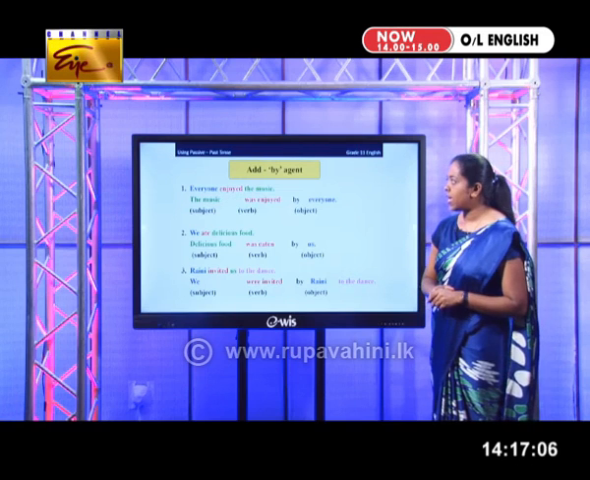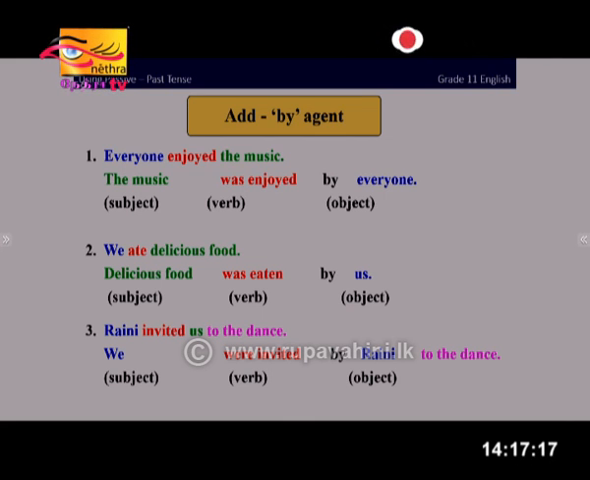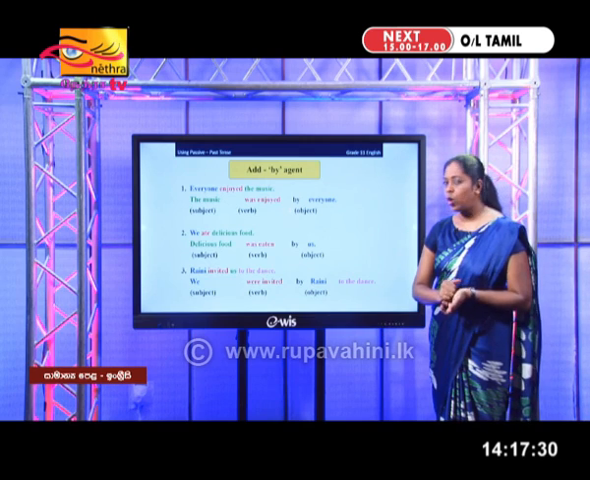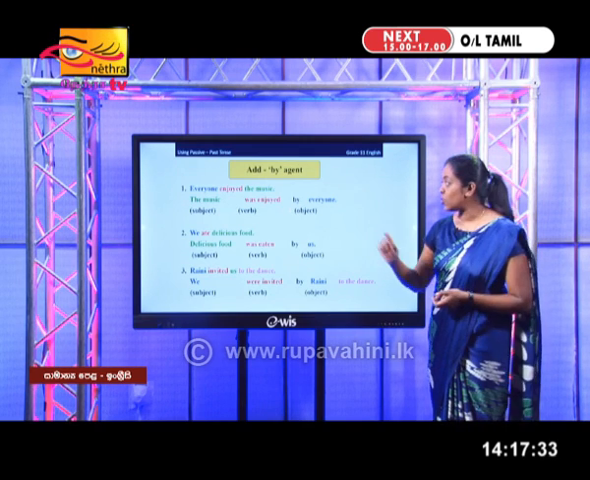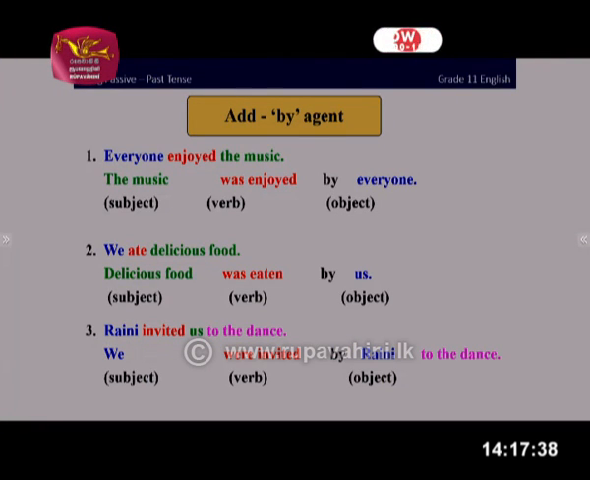Look at the sentences. Everyone enjoyed the music. That is your active sentence. When you change it into passive, you know the subject and object position changes. The music, verb changes into past participle along with the helping verb, was enjoyed. Everyone. Does it sound complete? The music was enjoyed everyone. No, right? So we use the word by here to indicate the doer, the person who has done the work. Music was enjoyed by everyone, right?